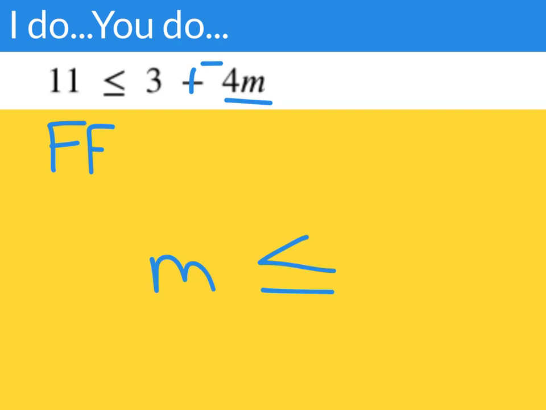Okay, remember there's two reasons we flip. One, if the variable's on the wrong side, the right-hand side, we want it on the left-hand side so it'll match our graph. And also if we have to multiply or divide by a negative. So now let me solve this. I'll solve it with cancellation.